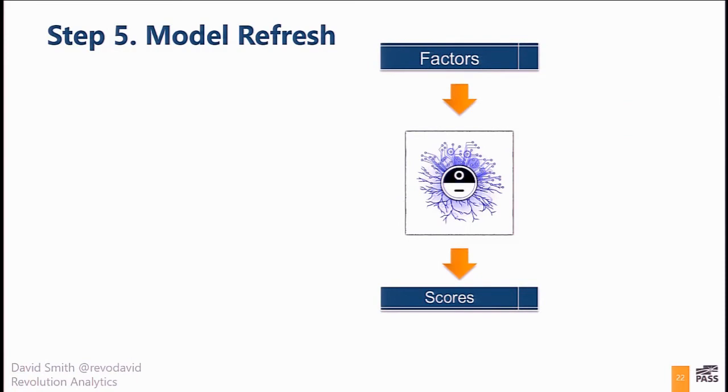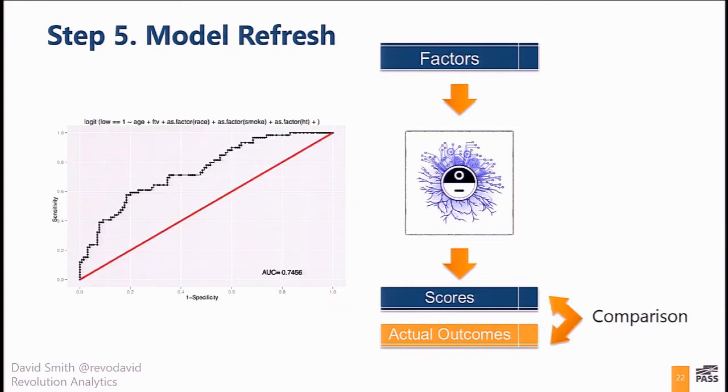So finally, refreshing the model. Once we've got that model out in practice, it's busy generating its factors, applying the predictive model, generating the scores, but how do we know if it's doing that job well? Well, fortunately, this is happening in real time, so we actually know if I clicked on the ad. We actually know if the customer bought the product, and we can compare the scores our model generated to the actual outcomes that happen in real time, and make that comparison to see if it's doing well.